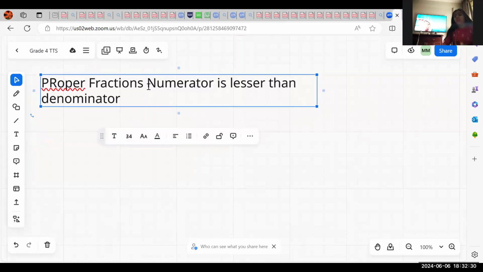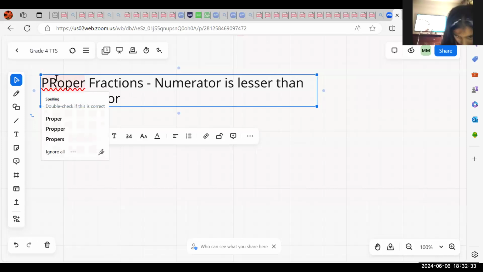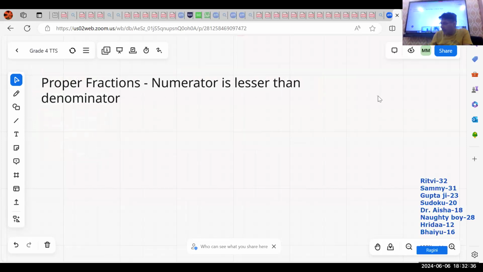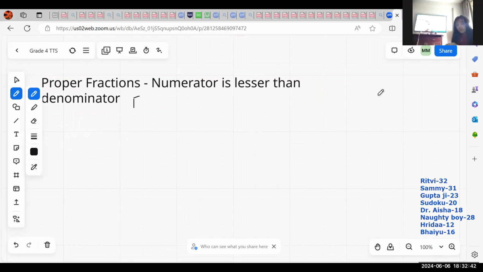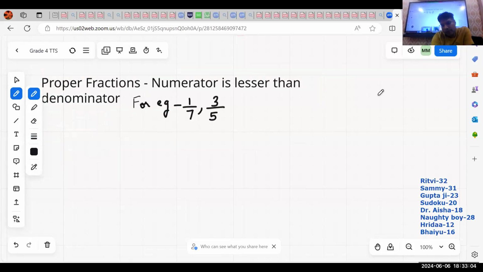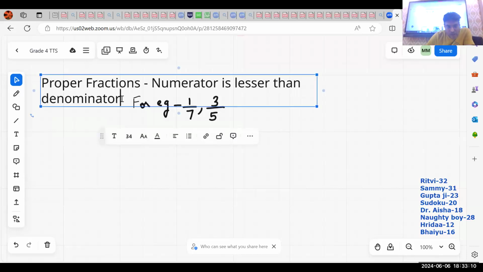Proper fractions: fractions in which the numerator is lesser than the denominator. For example, give me an example of a proper fraction. 1/7, 3/5.